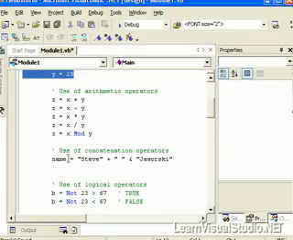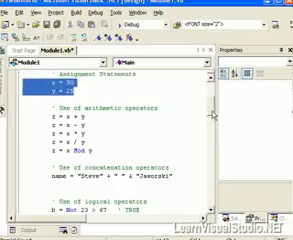Then there's also comparison operators, and that's like your equal, your greater than, your less than, your greater or equal to, your less than or equal to, and then also you have the two brackets next to each other, which means it does not equal. And then finally, you have your logical operators, and those are things like and, or, and also, and or else. And I'll show you some examples of those later on in this video. So let's go on to expressions.